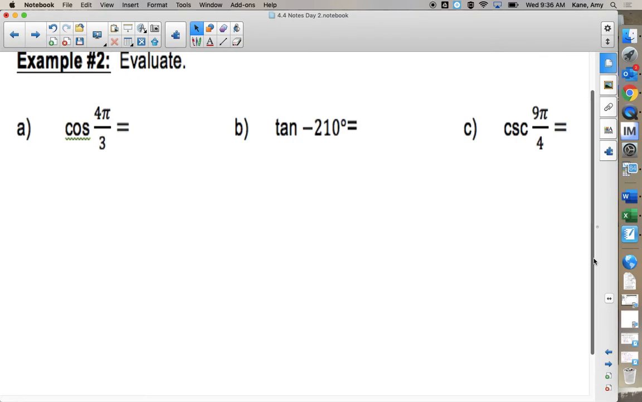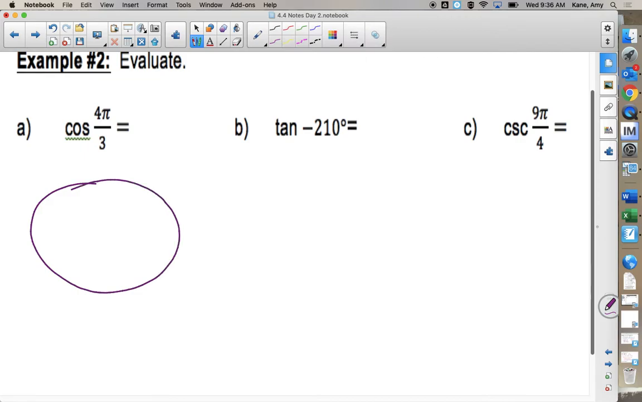So this wants you to evaluate the angle. And we have the 4 pi over 3. We just want to find the cosine of it. So based off the information, we're going to sketch the angle and see if we can figure out the ordered pair that is associated with this value. So draw yourself a circle. 4 pi over 3 means my circle has 3 pieces of pi on the top and 3 pieces of pi on the bottom.